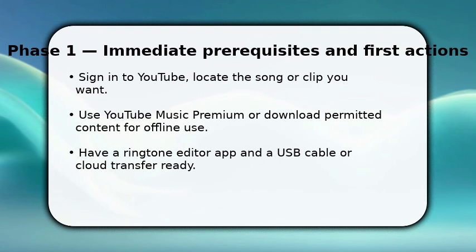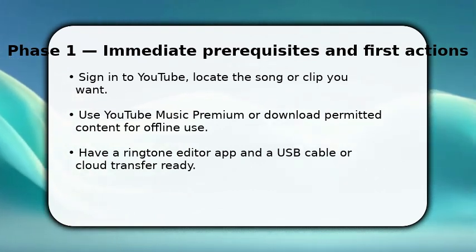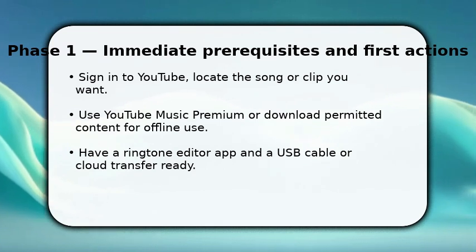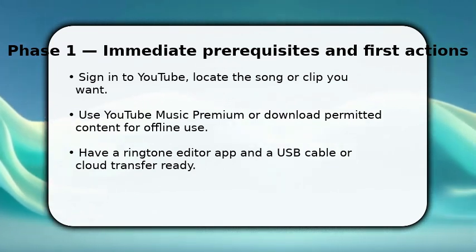Next, download the track if you have premium or record the segment with a screen audio recorder. You need a local audio file. Finally, transfer that file to your computer or phone storage so you can trim it. This prepares you for editing the ringtone.